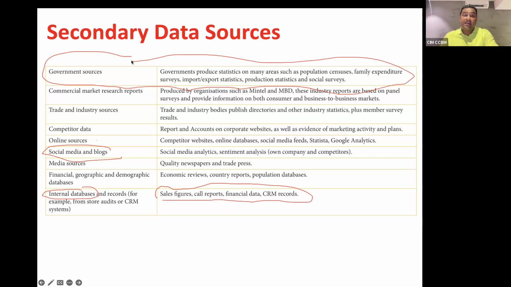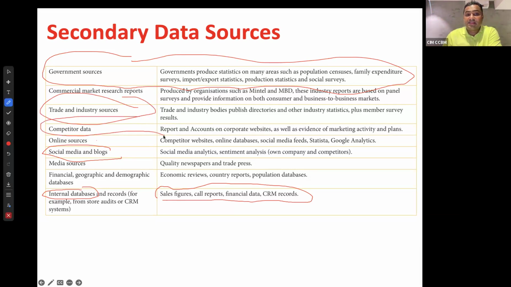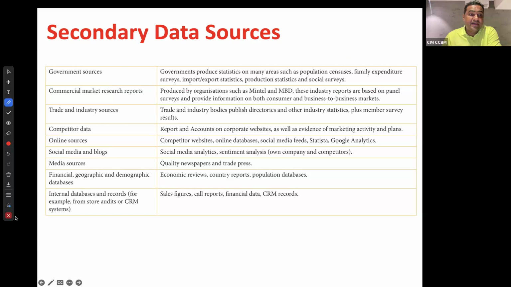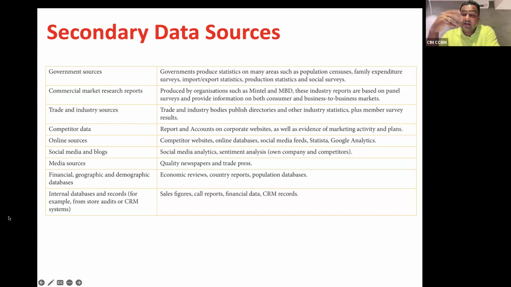Then you have the central bank, which has so many reports that they produce every month, quarterly on the economy, as well as bi-monthly. Then it has a once-a-year annual report. Then you have industry reports, trade reports. You can also look at competitor data from their websites and their annual reports. So you can see there are a lot of sources of internal and external data, secondary data, desk research.